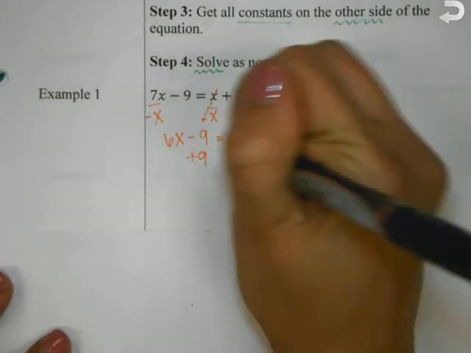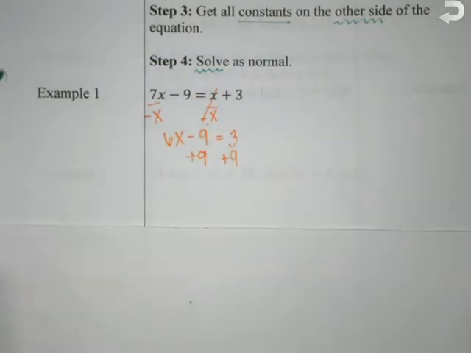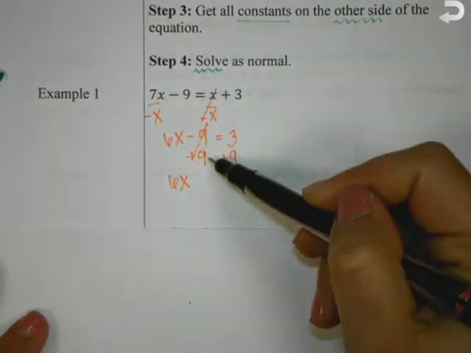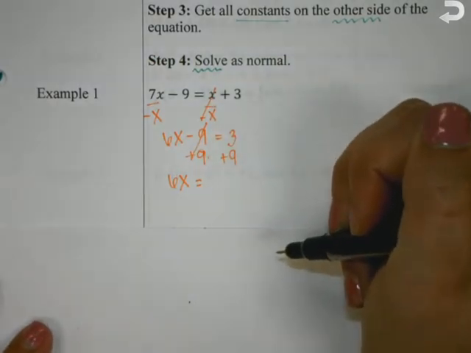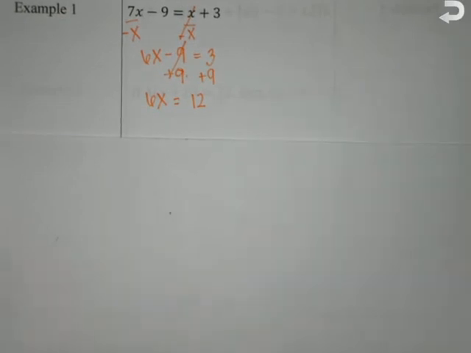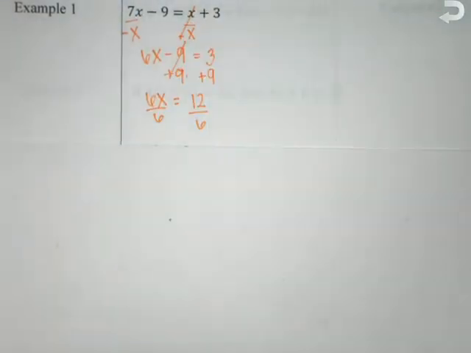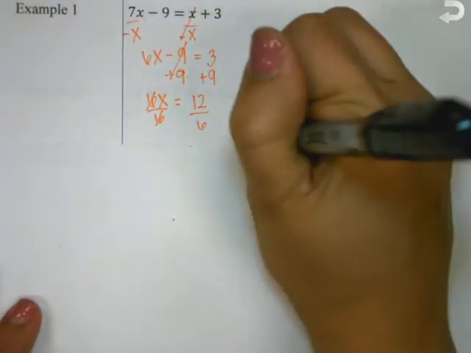Negative 9 plus 9 gives me what, guys? 0. So that gives me 6x equals 3 plus 9. 12. There you go. So I have 6x equals 12. Am I done, Omar? I divide by what? Very good. I divide by 6. Everybody, pop quiz. What is 6 divided by 6? 1. So that leaves me with x equals 2.